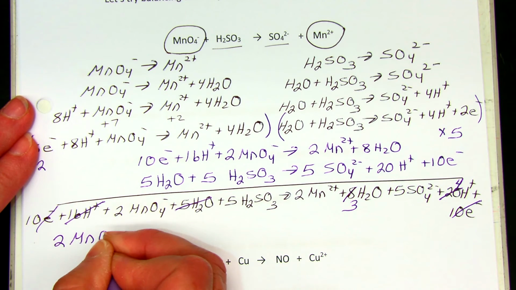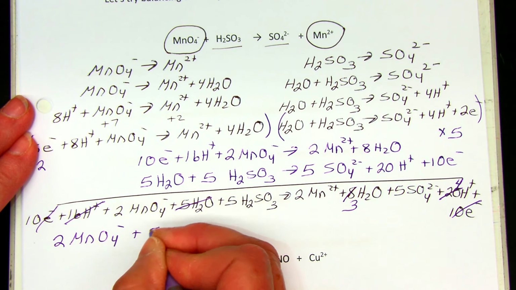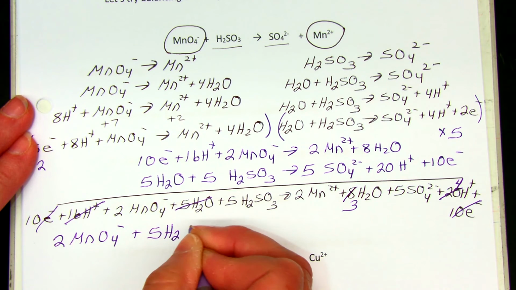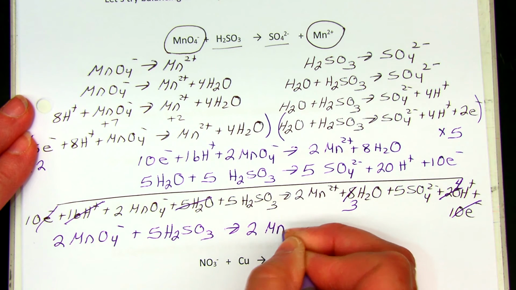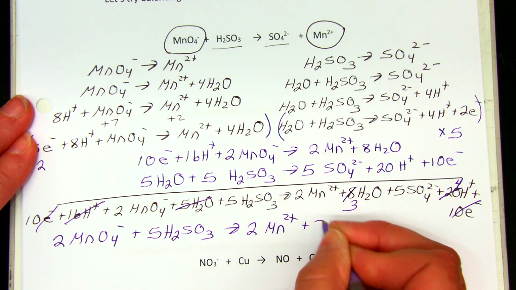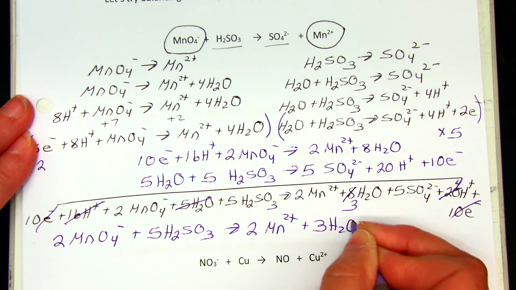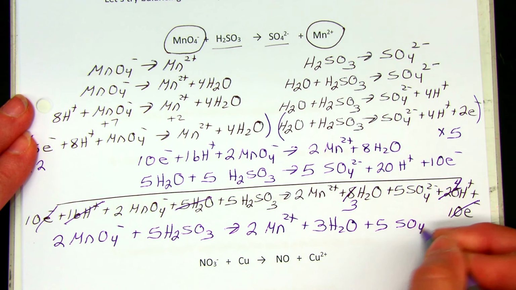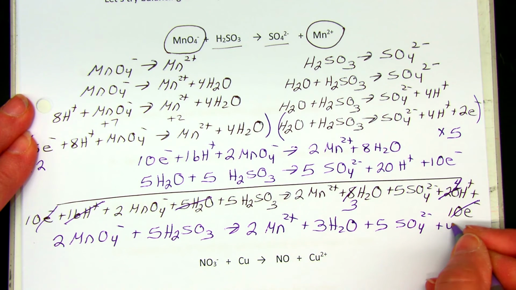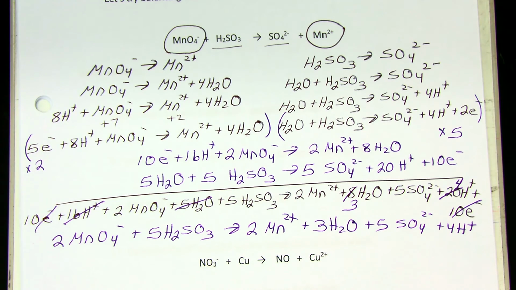2 permanganate plus 5 sulfurous acid yields 2 manganese plus 3 waters plus 5 sulfate plus 4 hydrogen ions. Now, with all that scribbling around, you can see where it would be easy to miss something as you're rewriting this. That's why you always stop and check.